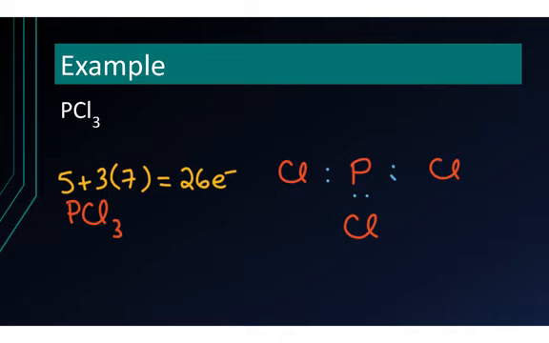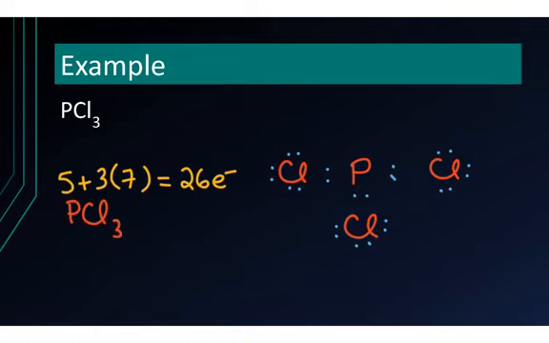That's step 3. Step 4, give octets to my surrounding atoms, my chlorines. So right now each chlorine has 2 electrons. I'm going for 8. So I'm going to put in 6 more electrons for a total of 8 electrons per chlorine. That's step 4. Now I'm on to the crucial step 5 where I'm counting electron pairs in the picture.